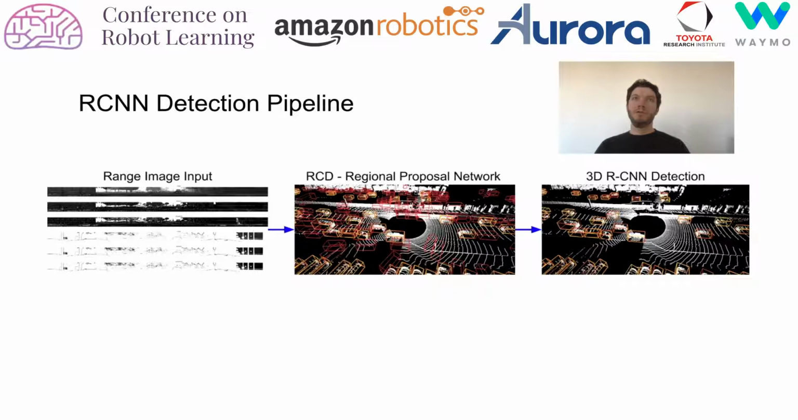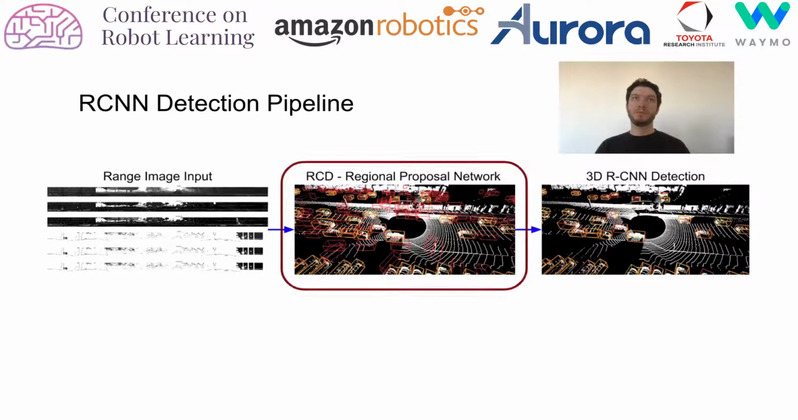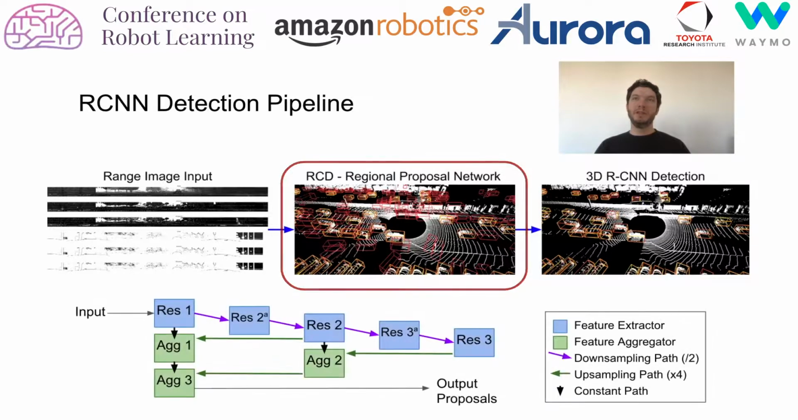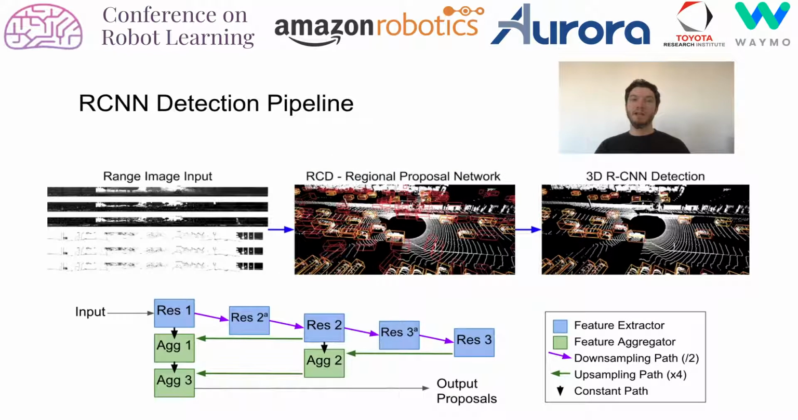The overall pipeline of detection looks as follows. The input representation is fed into a 2D convolutional architecture where we process this input at different scales. The output of this is proposals, which are then fed into the final RCNN framework, where 3D convolutions are applied locally to refine the proposed boxes.